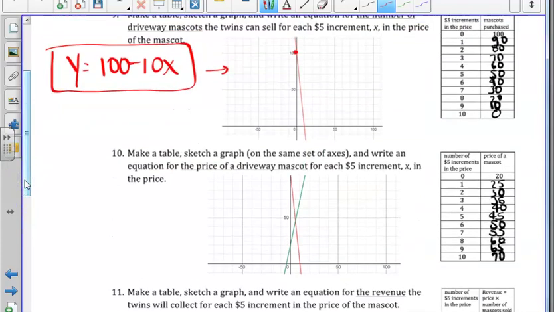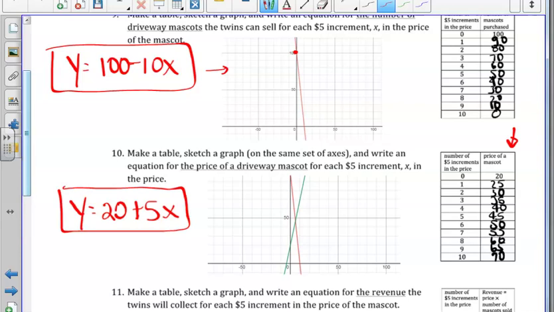Now if we take a look at number 10, we are then asked to write an equation for the price of a driveway mascot for each $5 increments, x, in the price. We can fill in our table adding 5 each time, which I've done here, and the equation to match this table would be, we're starting at 20, which would be our y-intercept, and we're adding 5 each time. So the linear function 20 plus 5x, which is graphed here in green. Notice that the red graph from above, 100 minus 10x, is in red, and the new function is in green.